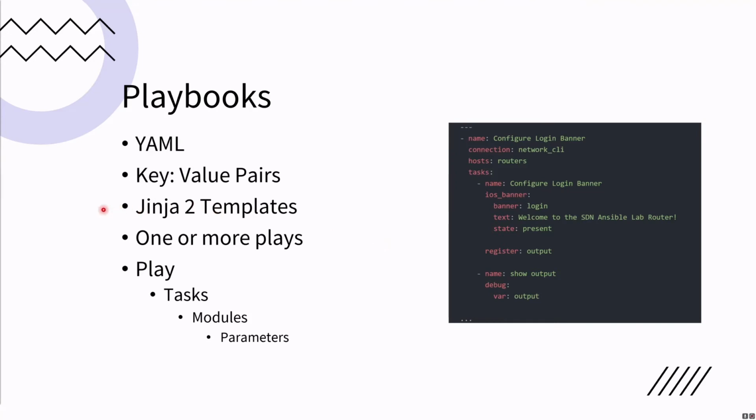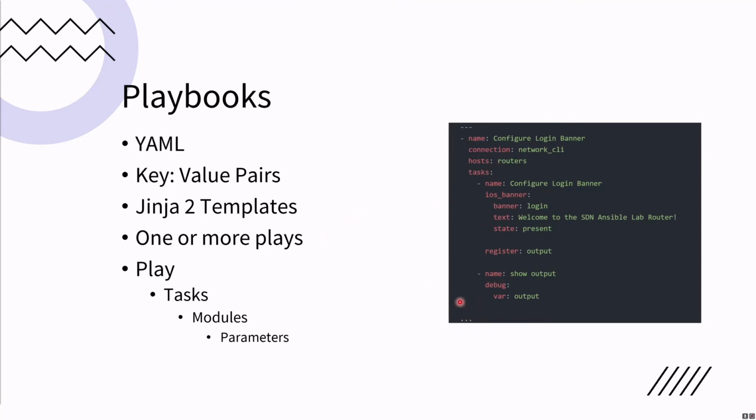They use Jinja 2 templating. What Jinja 2 templating does is it allows us to store things such as our output in specific variables or things from our output into variables, and using Jinja 2 templating we can call those later in our script.